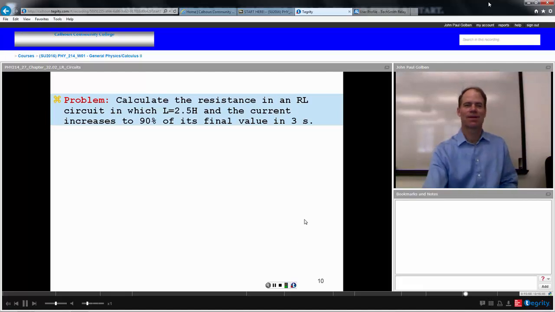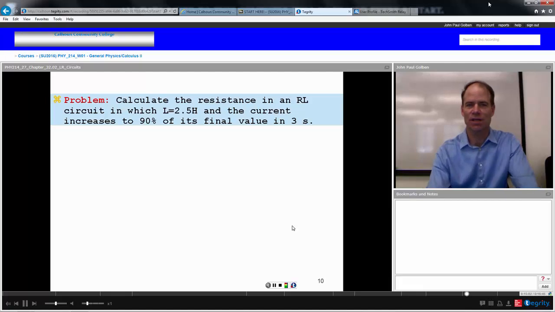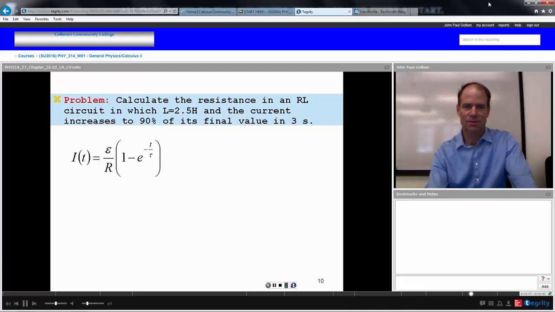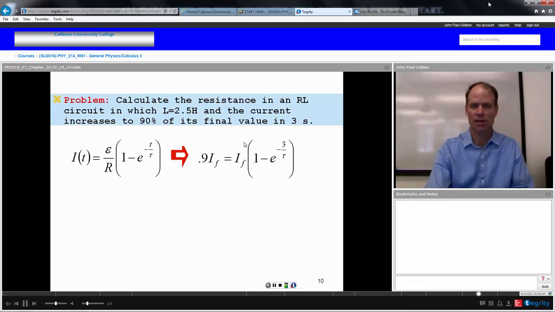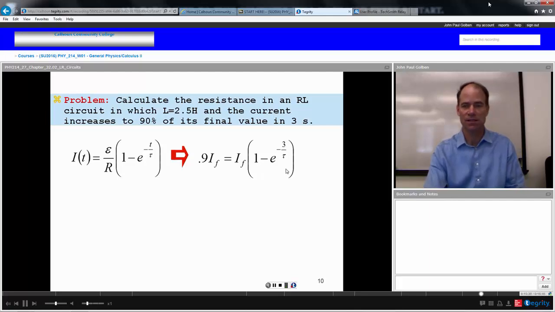One more problem. Calculate the resistance in an RL circuit in which L is 2.5 henries and the current increases to 90% of its final value in 3 seconds. Here's our current for all time. Its final value is going to be the voltage divided by the resistance. So, if we go to 90% or 0.9 of our final value, our maximum current, that would be equal to our maximum current, 1 minus e to the negative time, 3 seconds, over tau. We can reverse engineer this formula to figure out what tau is, and once we get that, we'll be able to figure out what the resistance is.